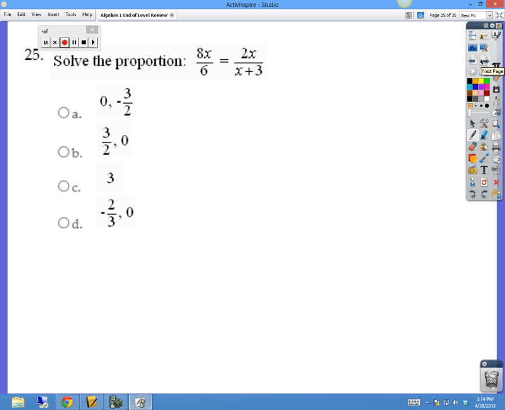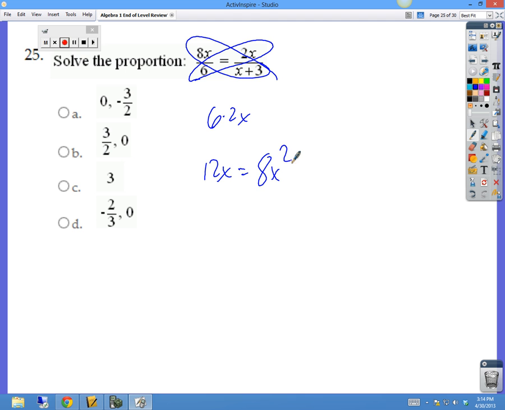25, proportions, cross multiply. Multiply this way, 6 times 2x is 12x. Multiply this way, this one's tricky. 8x times x is 8x squared, but 8x times 3 is 24x. Okay, now I'm going to minus 12x, minus 12x. Get everything on the same side. You should have 8x squared plus 12x is 0.